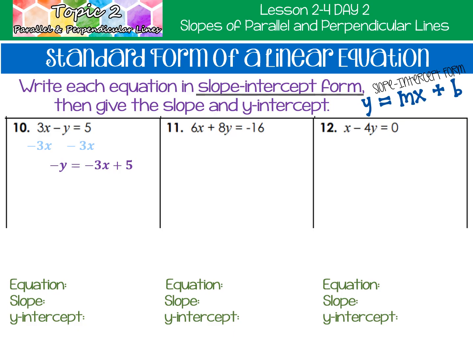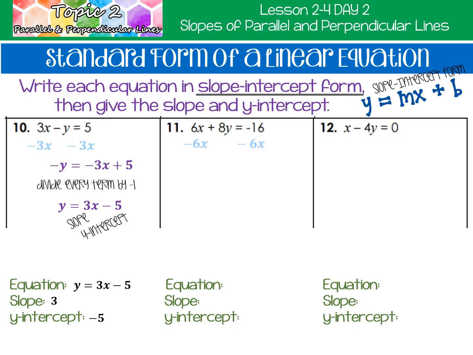Now, all we have to do is change everybody's signs because we need y positive. That's the same as dividing every term by negative 1. So change all the signs. y equals 3x minus 5. There's our equation. Slope is 3. y-intercept is negative 5.